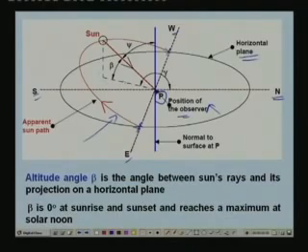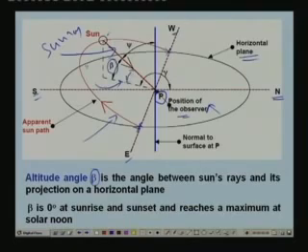Now, with reference to this figure, what is the altitude angle? Altitude angle is given by beta. Beta is the angle between the sun's rays and its projection on a horizontal plane. So, this is your sun, and this is the sun ray. Beta is nothing but the angle between this sun ray and its projection on the horizontal plane. The projection of the sun's ray on the horizontal plane is this. So, altitude angle is nothing but this angle, that is beta.